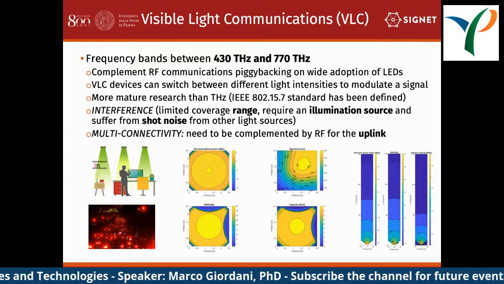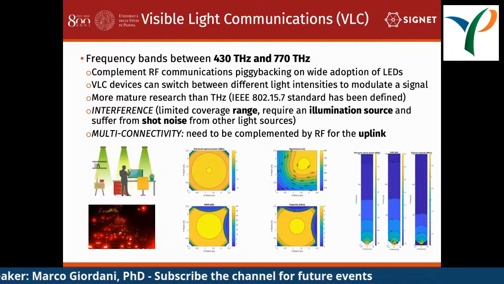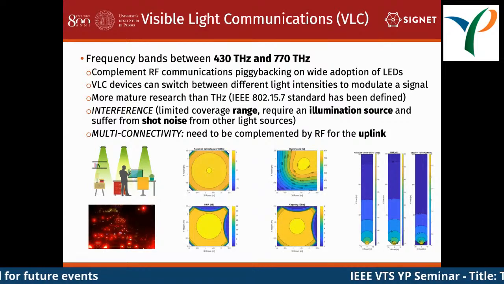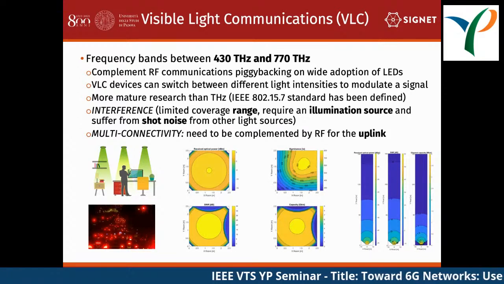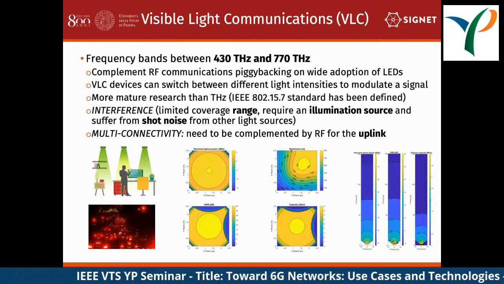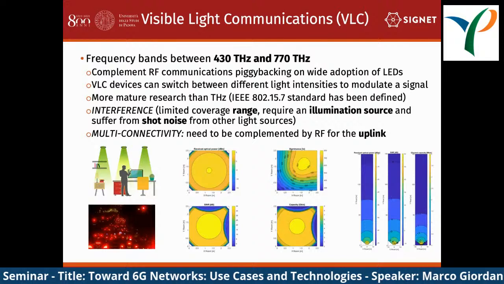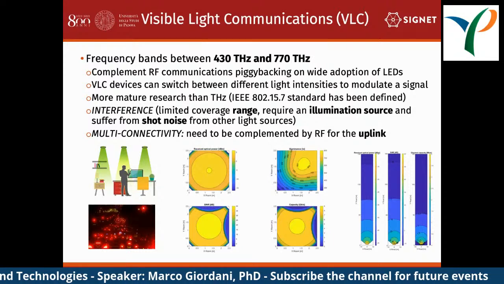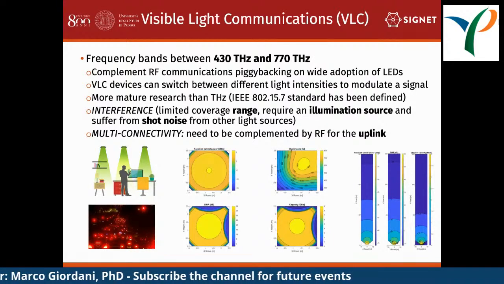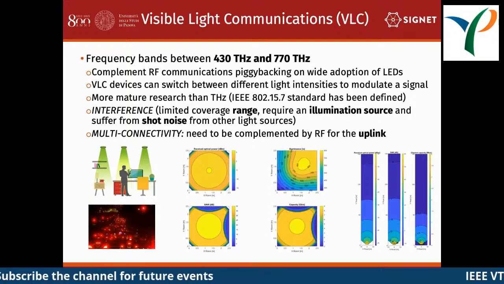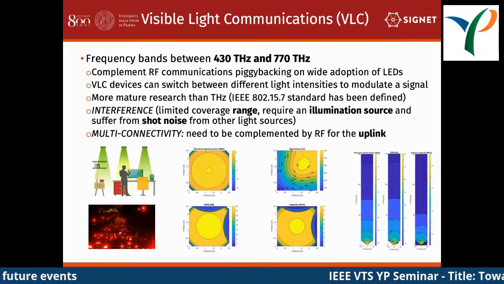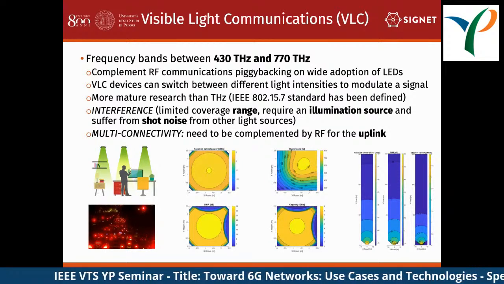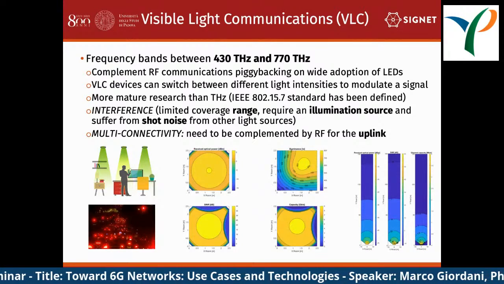One is the shot noise from other light sources. And in particular, I'm talking about daylight. So the sun will create interference for communication. And it's very difficult to manage interference from the sun. And also VLC will not likely work well for the uplink. So VLC will necessarily have to be complemented with other RF technologies to cope with the uplink that, as I was saying at the beginning of this presentation, is gaining more and more attention for future networks. So it's okay to use it in the indoor, but for the outdoor scenarios instead, it's complicated.